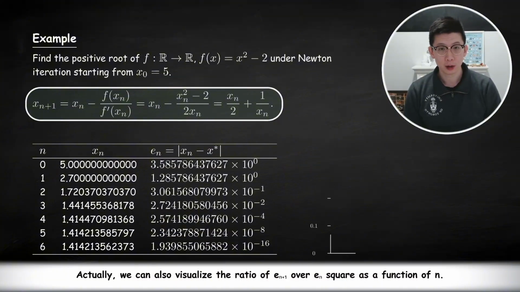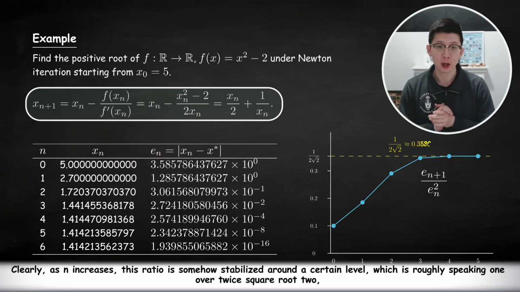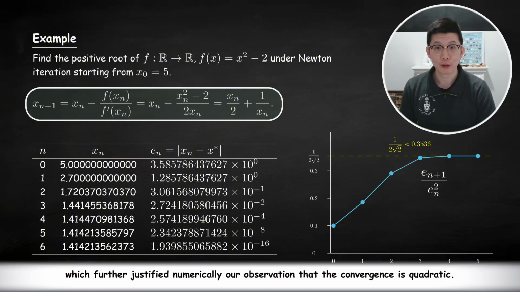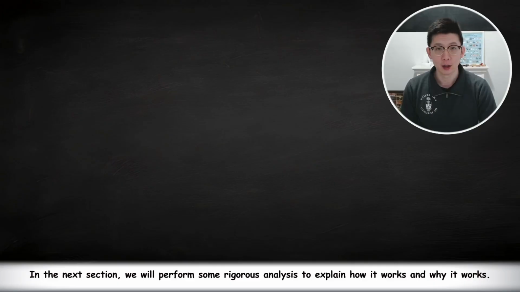Actually, we can also visualize the ratio of e_{n+1} over e_n squared as a function of n. Clearly, as n increases, this ratio stabilizes around a certain level, which is roughly 1 over twice square root 2, which further justifies numerically our observation that the convergence is quadratic. Alright, hopefully this simple example has given you some rough ideas on the mechanics and efficiency of the Newton algorithm. In the next section, we will perform some rigorous analysis to explain how it works and why it works.